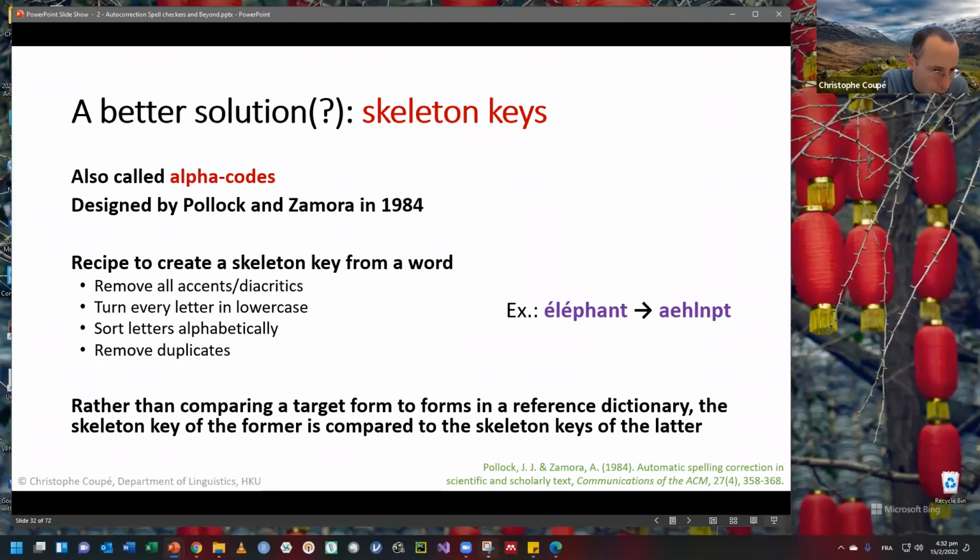That's the second step of the recipe. Then you sort the letters alphabetically. And then you remove duplicates. If you apply these four things one after the other, you go from elephant to a code, which is A, E, H, L, P, T. So this is the skeleton key of the word elephant.